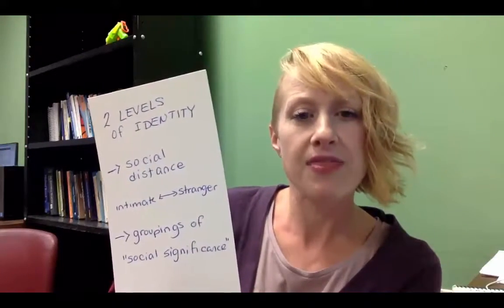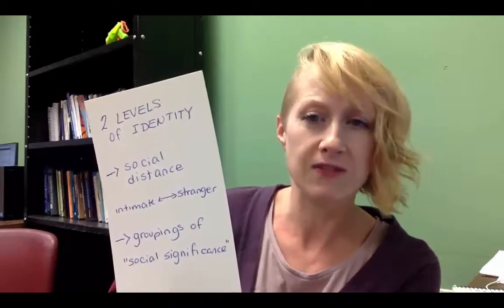And we can think about groupings of social significance. And when he talks about groupings of social significance, he says the discourse communities that we belong to. So for example, I am a baby wearer, and so I belong to a community of baby wearers. This is a group of social significance to me, other people who wear their babies.